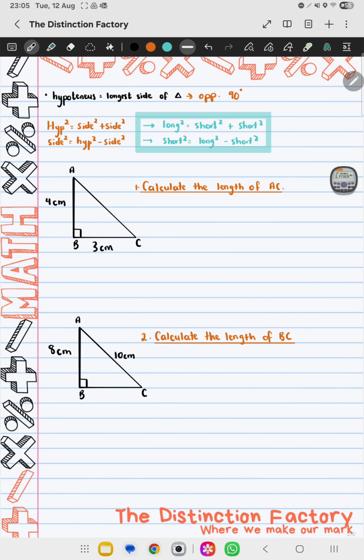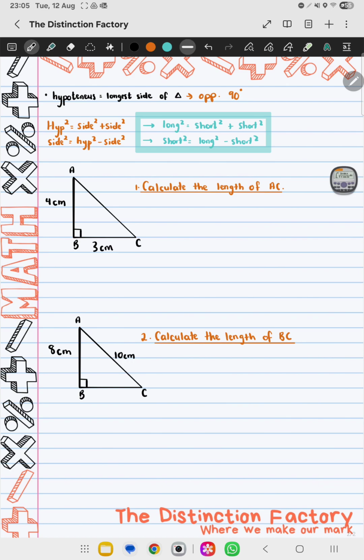We learn a new word which is called hypotenuse, and hypotenuse refers to the longest side of a right-angled triangle. It is important that you know that you can only do Pythagoras in right-angled triangles. If you have a triangle that looks something like this, for example, where there's no 90 degrees specified in it, then you will not be able to do Pythagoras in it.